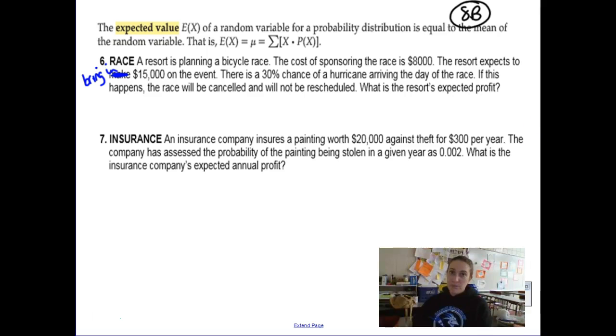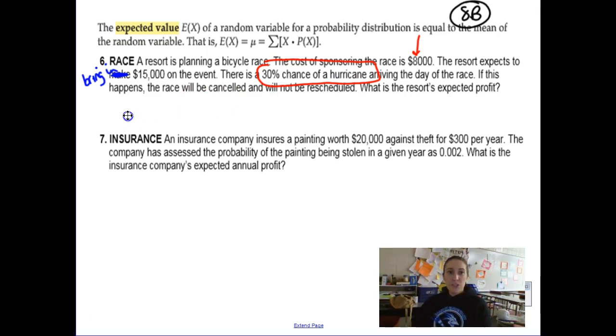So the problem is they're in a place where hurricanes are a problem. There's a 30% chance that there might be a hurricane, and in the case of a hurricane, the race will be canceled, and then it's not going to be rescheduled. So basically they're going to lose this $8,000. They want to know what's the expected profit, the expected value of having this race. So let's talk about the various outcomes that could occur. The 2 outcomes are hurricane versus having the race.